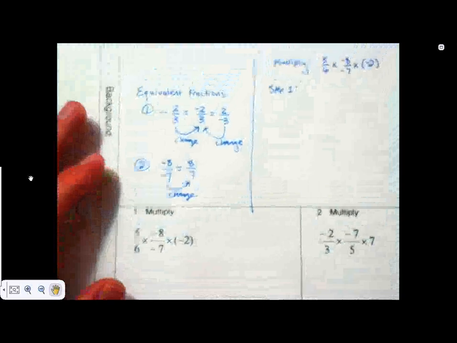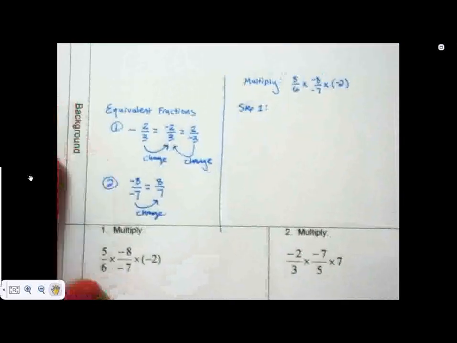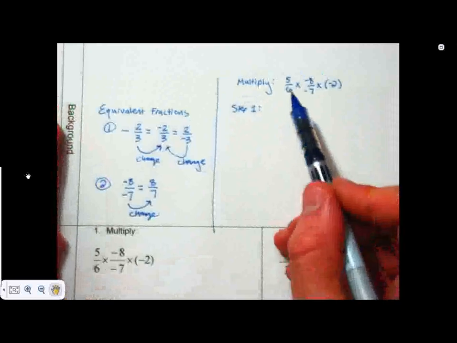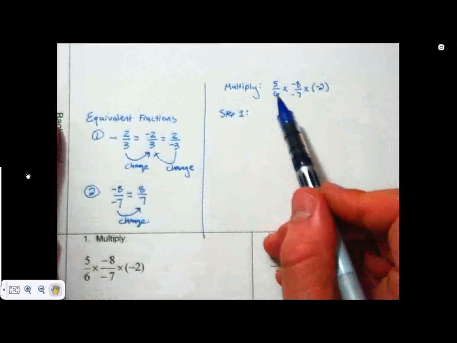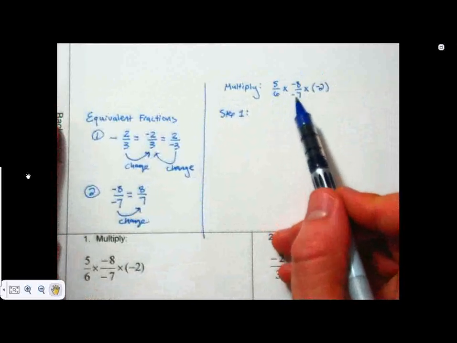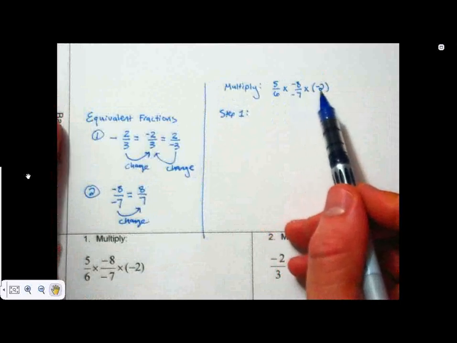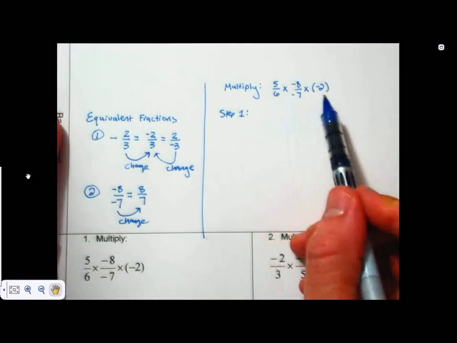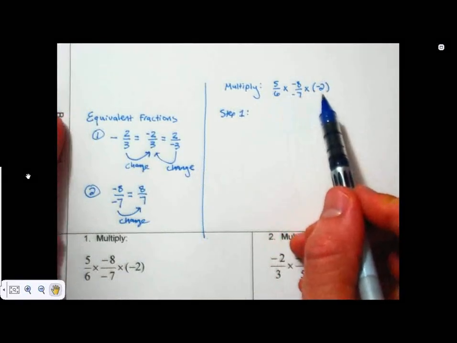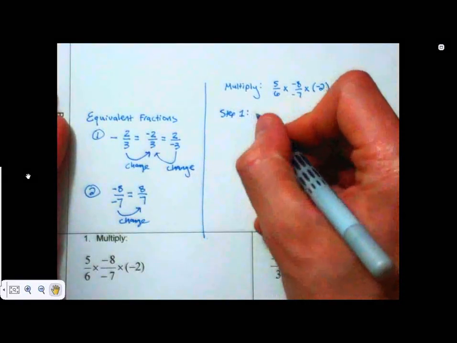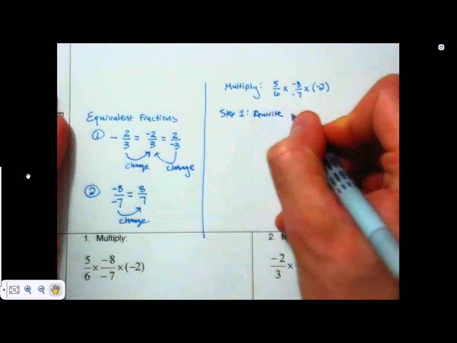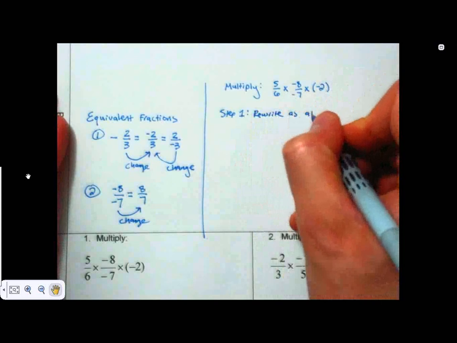So let's do example number 1, and we'll go through it step by step. So example number 1, we're supposed to multiply 5/6 times negative 8 over negative 7 times negative 2. Well, notice that these first two guys are written as fractions, and this last number is not. So my first step is to rewrite as all fractions.